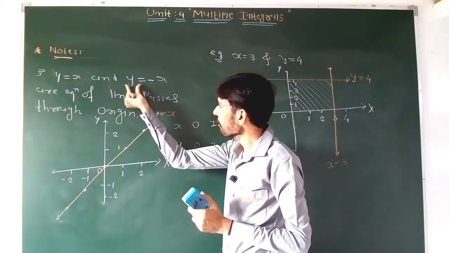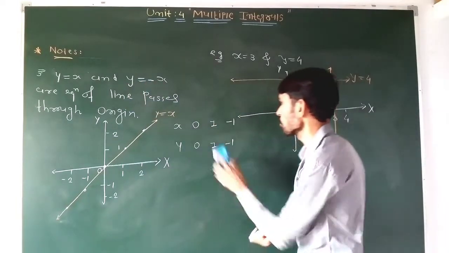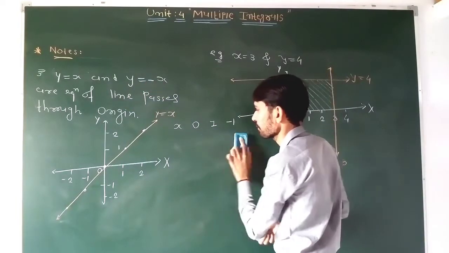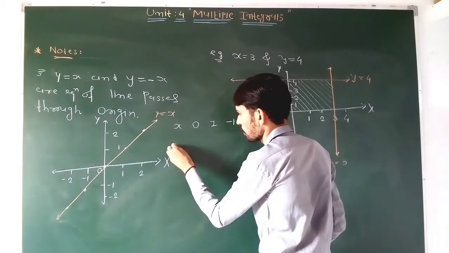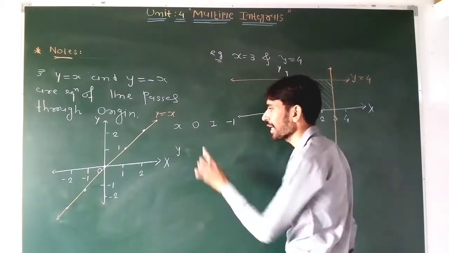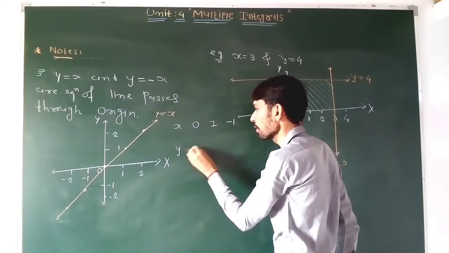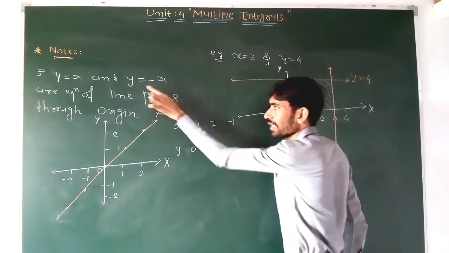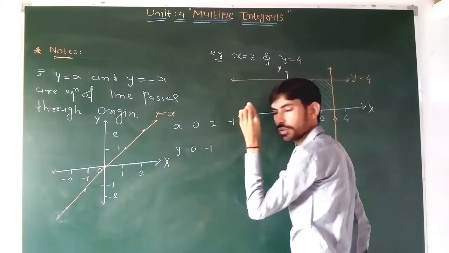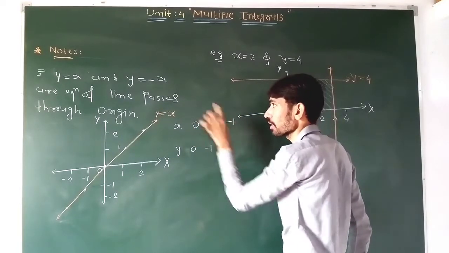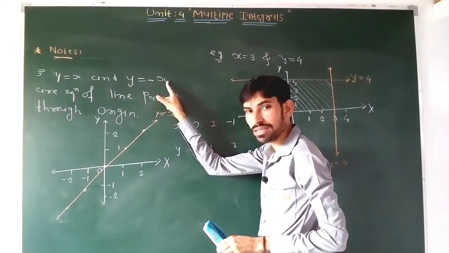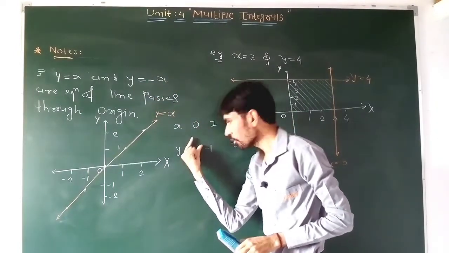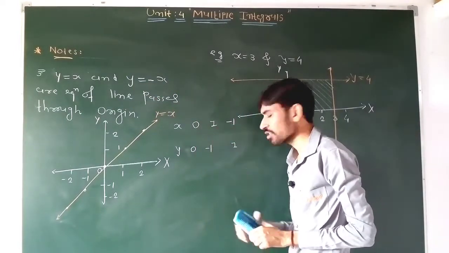So now we draw the line y is equal to -x. So now for y is equal to -x, this is our y coordinate. If we take x is equal to 0, then y is equal to 0. Now if we take x is equal to 1, then y becomes -1. If we take x is equal to -1, then y becomes +1. So this line y is equal to -x passes through the points 0 0, 1 -1 and -1 1.